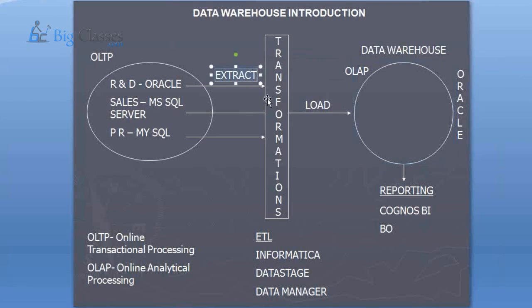This process, extraction, transformations, and load, is called the ETL process. For ETL, we have different tools: Informatica, DataStage, Data Manager, and of course many other tools also. By using the ETL process, by using the ETL tools, we are loading the history into the data warehouse. As we are discussing, the main concept of a data warehouse is analysis. We are loading the history into this. Assume we are maintaining 5 years of history.